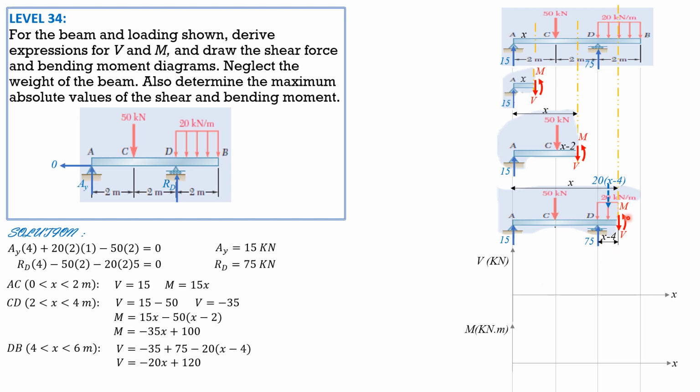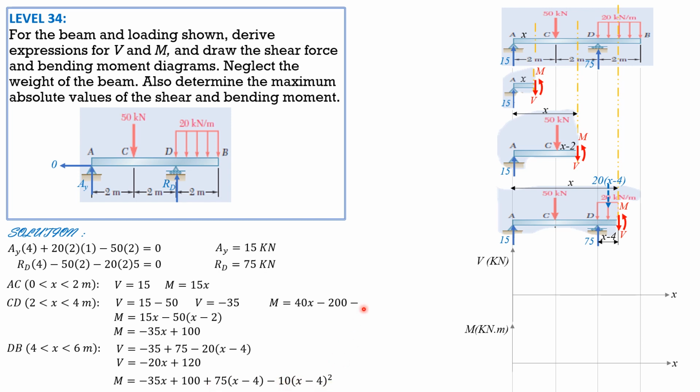Then for the moment, previous negative 35X plus 100, plus the new moment, we have 75 times X minus 4, which is this. So this is the moment in the previous segment. You just add the changes, which are 75 times X minus 4 and minus 20 times X minus 4 times X minus 4 over 2, the moment arm. That's why it reduces to negative 10 X minus 4 squared. This is originally minus 20 times X minus 4, moment arm X minus 4 over 2, so 20 over 2 is 10. So that's why it becomes like that.